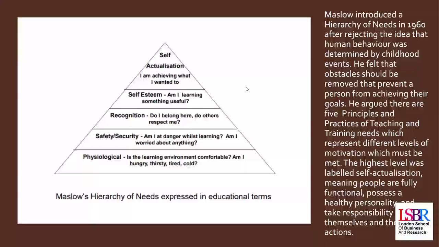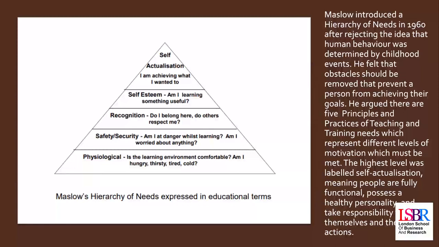So this is Maslow's hierarchy of needs. He introduced this in 1960. He rejected the idea that human behavior was determined by childhood events. He felt that obstacles should be removed that prevent a person from achieving their goals. And he argued that there are five principles and practices of teaching and training needs, which represent different levels of motivation which must be met.